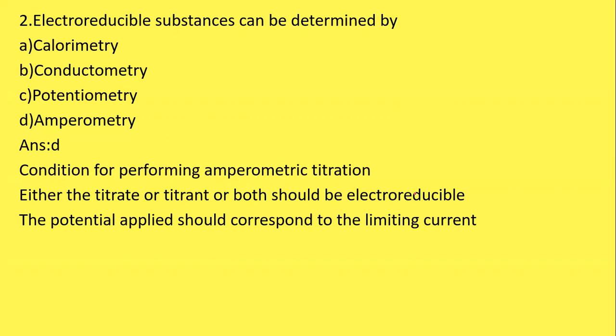So electroreducible substances can be easily identified by the method of amperometry, and the potential applied should correspond to the limiting current. So we have to apply potential while performing amperometry. We have to supply potential to the system that corresponds to the limiting current. So that much potential you have to apply while performing titration in amperometry.